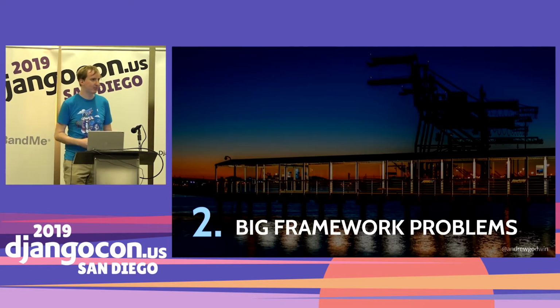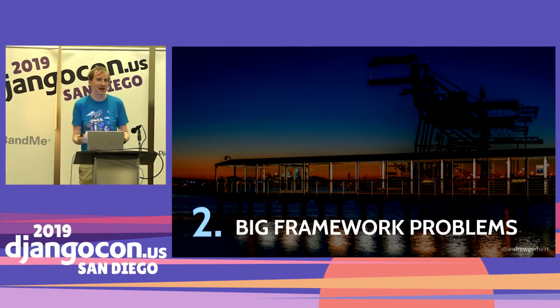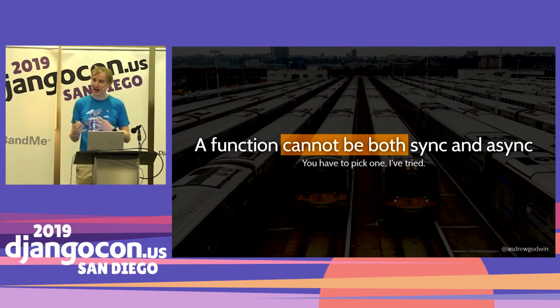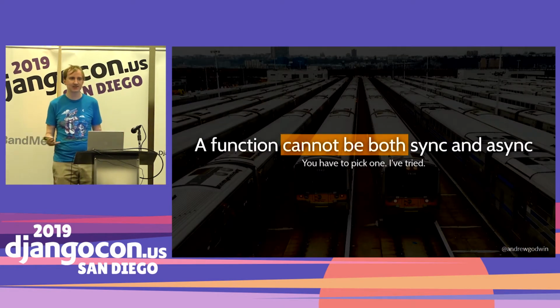Django is a big framework. I love it. It's been a big part of my career in programming, and one of the reasons I like it so much is that it's very stable and predictable. And this, of course, brings with it a whole host of problems when we're saying, well, we want to totally change one of the paradigms it operates on. As I mentioned, a function cannot be both synchronous and asynchronous.